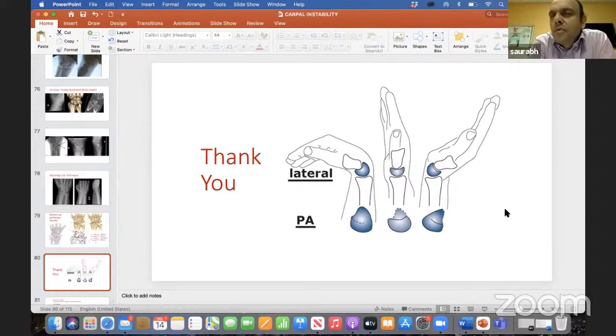For proximal pole, few things. One, you will almost never have displacement. Second, they will not have a collapse and a humpback like you would see in a waist scaphoid. Approach is up to you. You can do percutaneous with 1 centimeter incision.